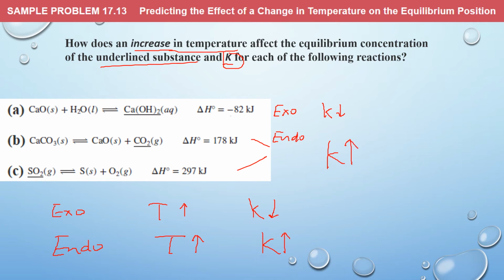Now let's take a look at the effect on the concentration of the underlined substance. Let me erase this. First, the underlined substance is the product, and we know this is an exothermic reaction, meaning this Q is on the side of the product. Increasing the Q value means the reaction is going to be shifted left or right. Take a couple of seconds to think about it.